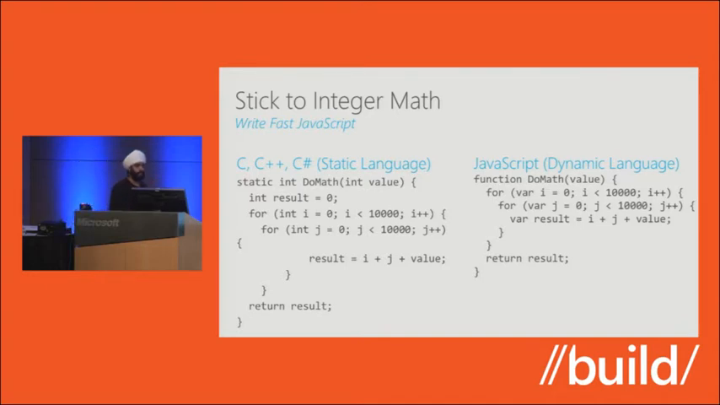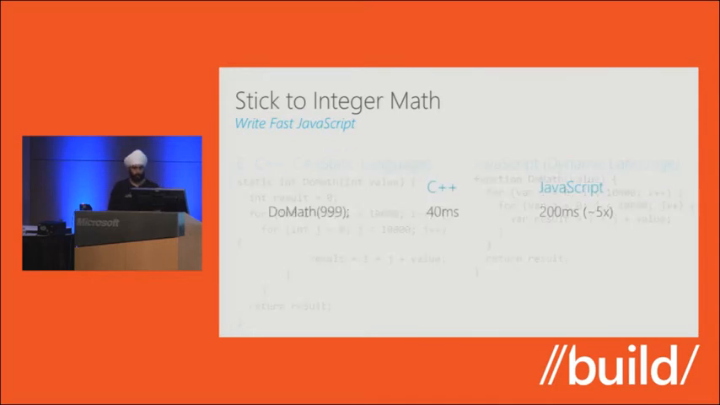So if we take a look at an example here, on the left we can see code that's in C++, and you can picture this in C or C#. Essentially, it's doing 10 billion loops and some add operations. So you can picture this largely as 10 billion add operations. And we're doing the exact same thing in JavaScript on the right, which is a dynamic language. Okay, so let's call that function with an integer argument.